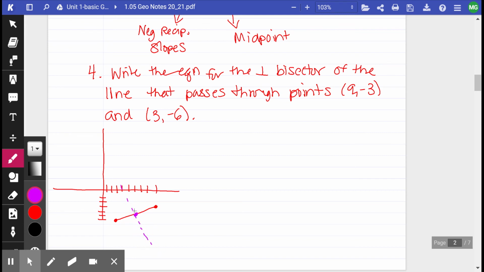So this pink line right here is what we're trying to come up with an equation for. In order to write the equation of a line, you need a point and a slope. So if I can find the midpoint of this red line, then I have a point on the pink line. And if I can find the slope of the red line, then the slope of the pink line is the opposite reciprocal slope, or this dotted line. So I can take the slope and then find the perpendicular slope by taking the opposite reciprocal slope.